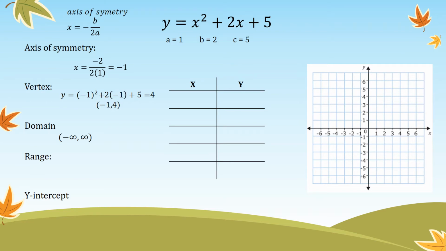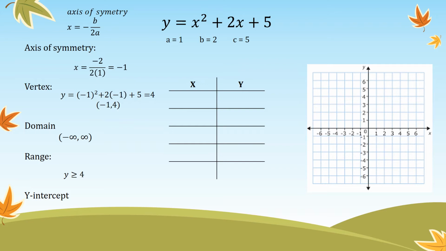If you do it differently, you will get a different answer. So it has to be parenthesis, negative 1, close parenthesis, squared, plus 2 times negative 1, plus 5, and that gave us 4. So our vertex is negative 1, 4. The domain for all quadratics is negative infinity to infinity. Once again, we'll see that this will open upward, which makes it have a minimum value of 4. So our range is going to be y is greater than or equal to 4.